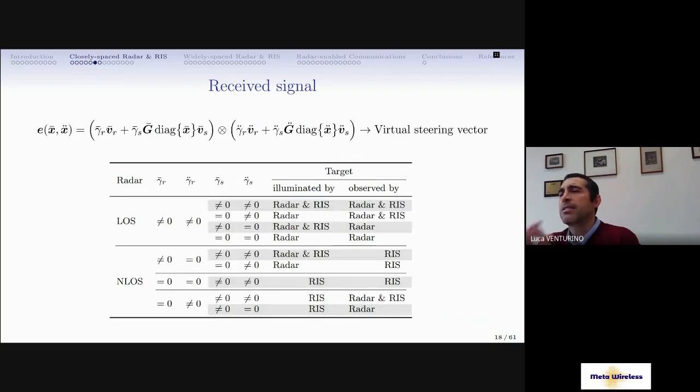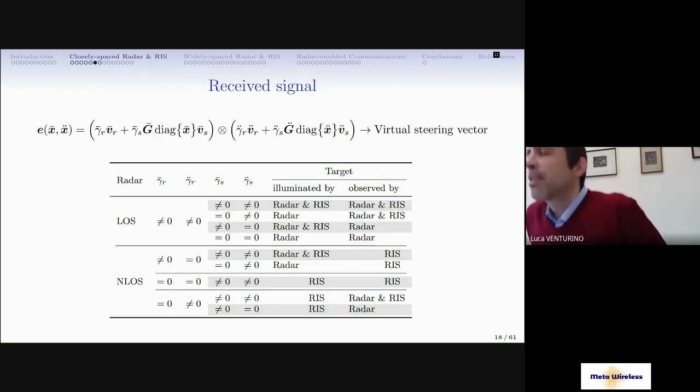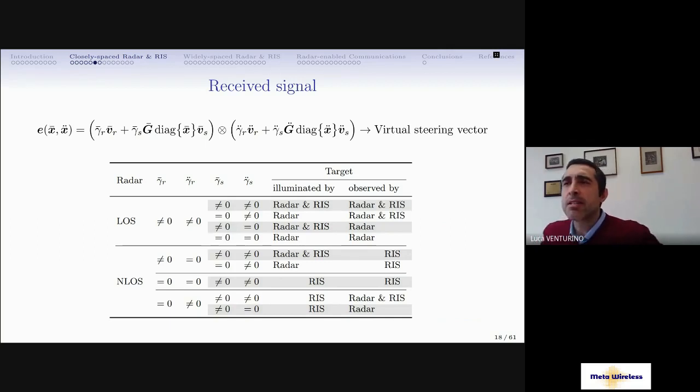So the radar is observed only by the radar, and this is the standard MIMO system. In this case, the virtual steering vector of a standard MIMO radar is the Kronecker product of the steering vector at the transmit side and the steering vector at the receive side. When we include the RIS in the model, we are modifying the transmit steering vector because we are adding an additional link. Similarly, we are modifying the receive steering vector because we are adding another link.